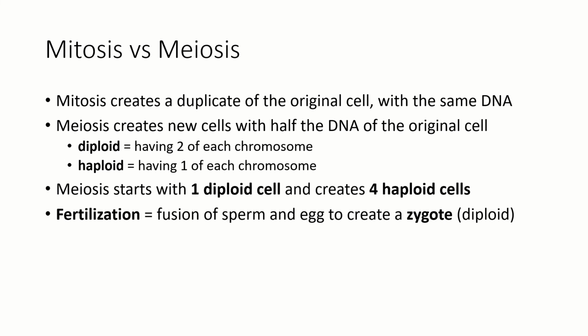Okay. A new organism is created when those two haploid cells, an egg and a sperm, fuse together. That process is called fertilization, and the cell that is produced is called a zygote, and that is a diploid cell. You started out as a zygote when egg fused with sperm.